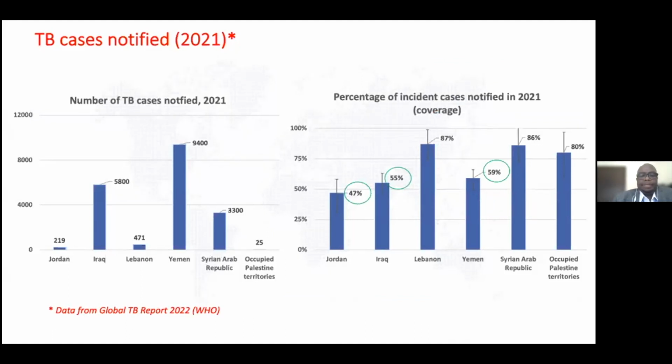Of particular interest here, this is data from the WHO Global TB report. There is a slight difference in the numbers on this slide and the previous slide due to the reporting timeframes from the programs as well as for the WHO Global TB report. But again, the numbers show that we still have gaps to cover in terms of reaching the estimated cases. Next slide.